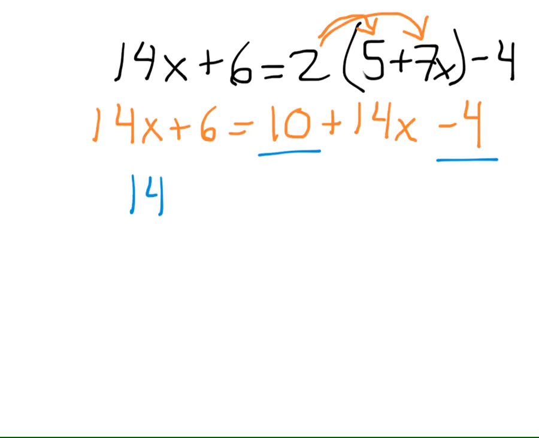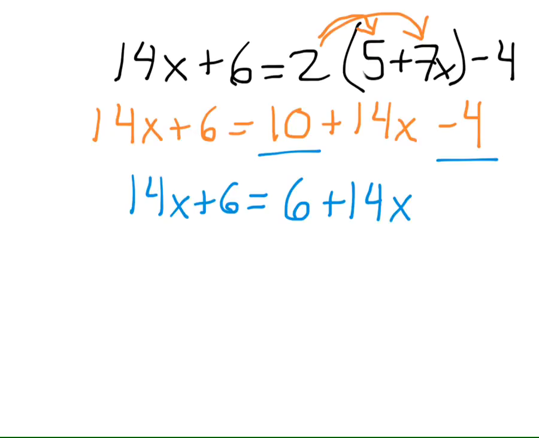So I'll leave the left side the same. If I have 10 and I take away 4, because it's minus 4, it leaves me with positive 6. I could have written 14x plus 6 too. It doesn't matter where the 6 goes as long as it's positive. So now it looks like a problem we've done before.